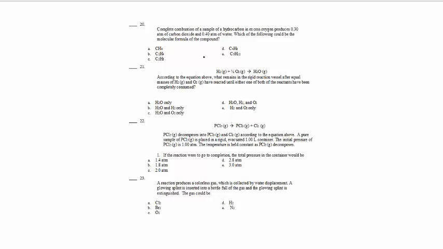Okay, here we're continuing on. This is kind of a tricky one. You have this combustion of this hydrocarbon, X. Here are several of the formulas that are possible. It combusts in oxygen, but all we know is that 0.30 atmospheres, so this is in pressure really, of carbon dioxide gas is product, and then 0.40 atmospheres of water vapor.